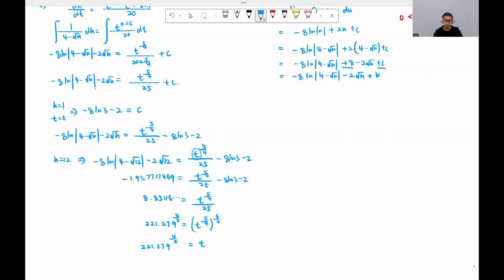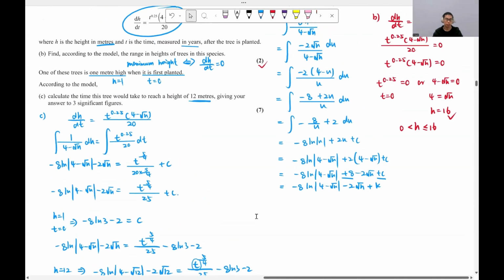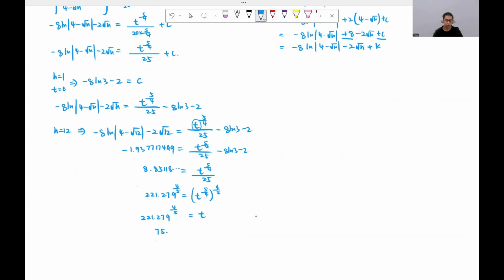So now take 221.279 to the power of 4 over 5, which is equal to 75.15. They want 3 significant figures, so 75.15, I'm going to round it. That will be 75.2 years equal to t. So that will be the final answer.